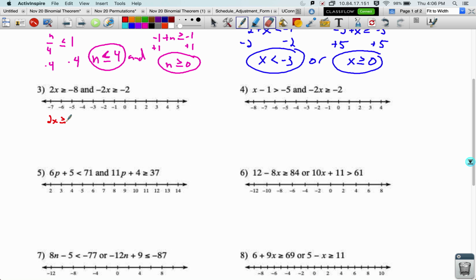So I have 2x is greater than or equal to negative 8. Divide both sides by 2. You get that x is greater than or equal to negative 4. Closed dot at negative 4. Arrow coming this way. Let's deal with the second half.